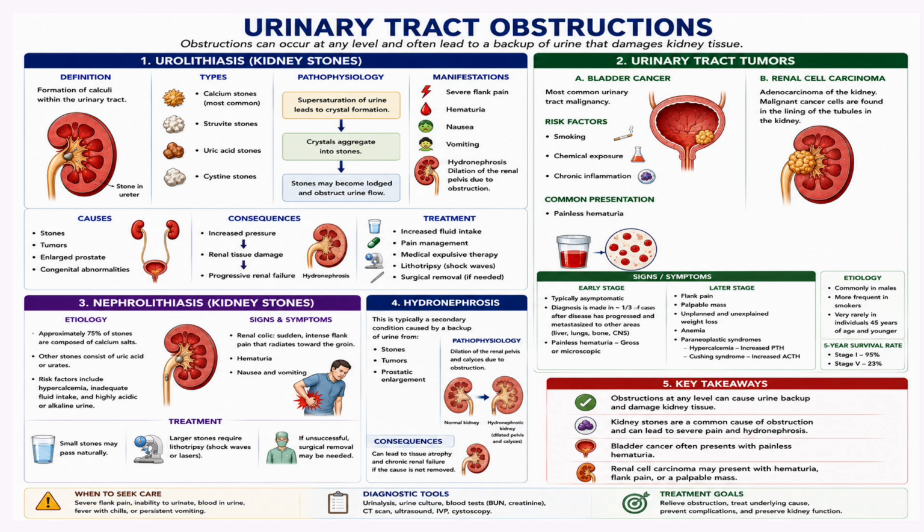So urinary tract obstructions include urolithiasis, which refers to the formation of kidney stones. That's what we call kidney stones. Stones develop when urine becomes supersaturated with minerals such as calcium, uric acid, cystine, or struvite. As the stones move through the urinary tract, they produce severe flank pain known as renal colic, and hematuria. They cause nausea and vomiting.